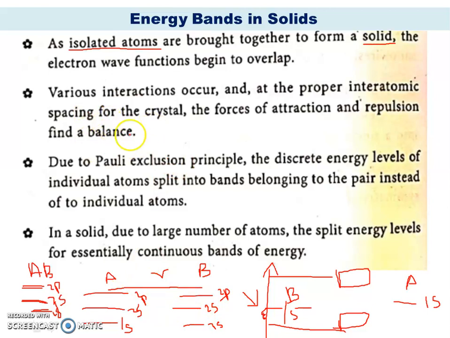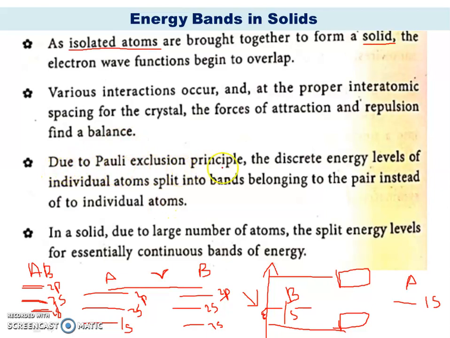They are only telling this in this point, so there is some restriction. Various interactions occur, and at a proper interatomic spacing for the crystal, the forces of attraction and repulsion find a balance, that is, the atoms find their equilibrium position. It does not move very close to the atom, nor does it move far away from the atom. There is a place where attraction and repulsion are equally balanced; up to that level only the next atom can exist.